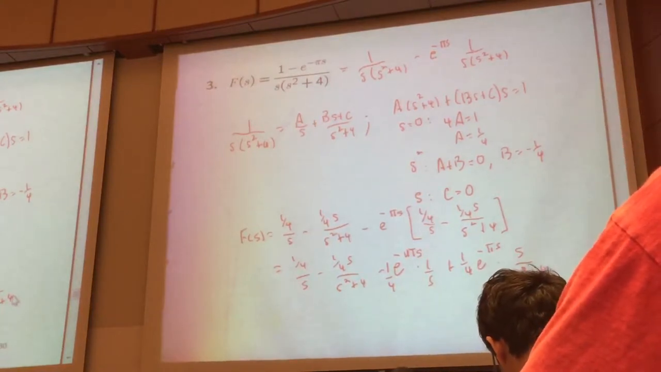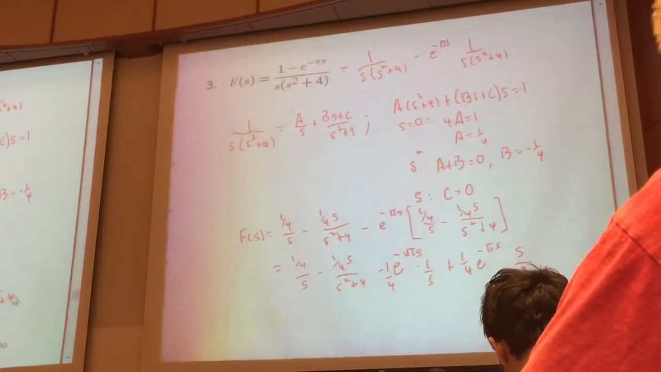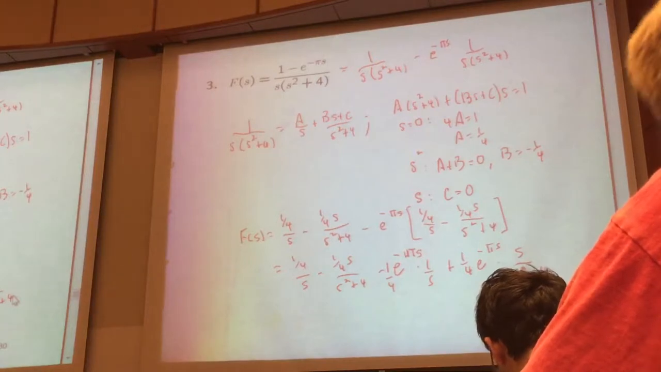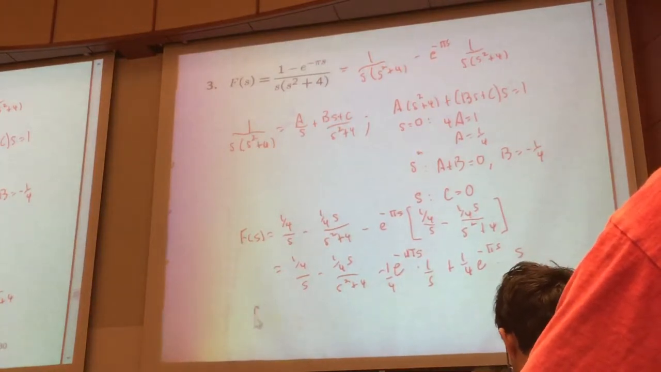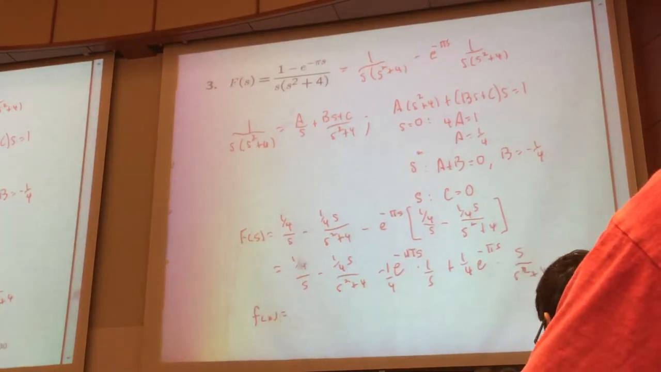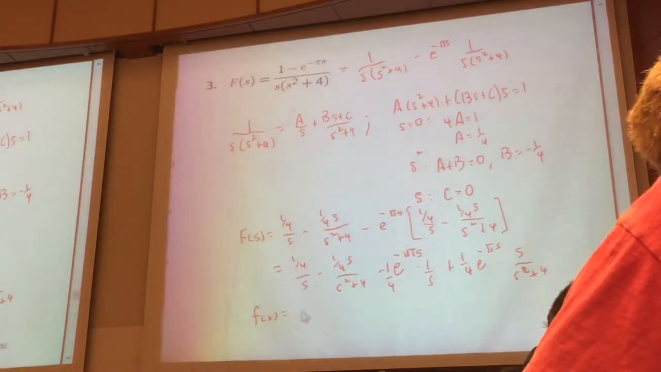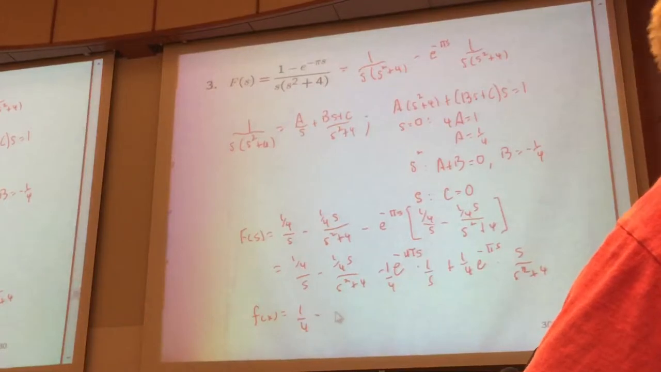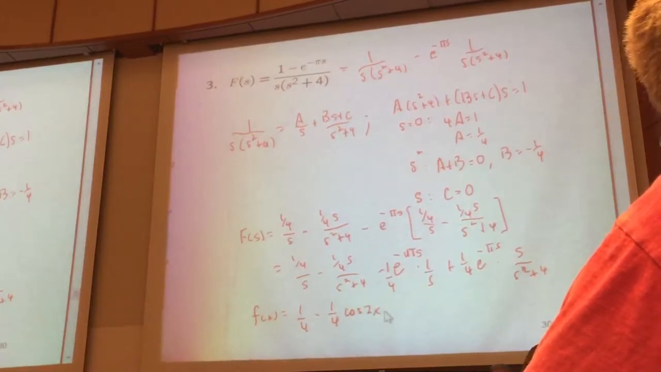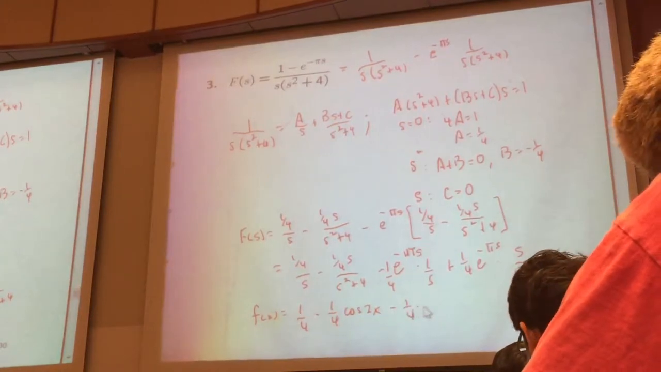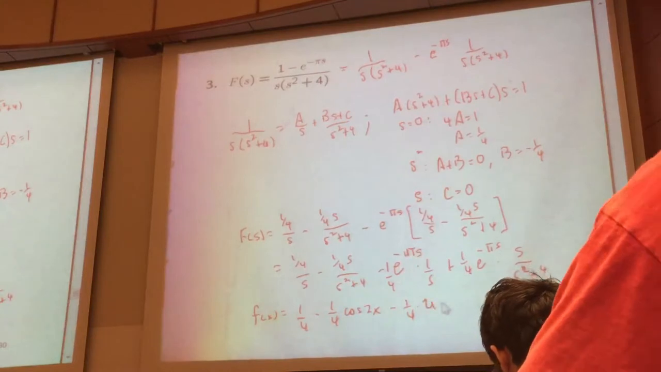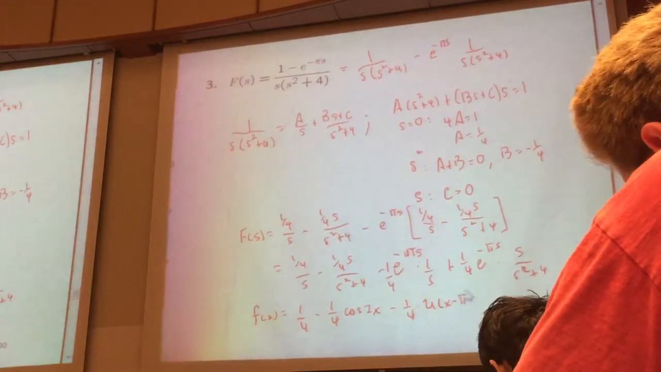If I were just working this problem out, I probably wouldn't have written that line. I would have just taken the Laplace transform from the line above. So f of x. Well, the inverse Laplace transform of 1 over s is 1. So this is 1/4 minus 1/4 cosine 2x minus 1/4 times u of x minus pi.